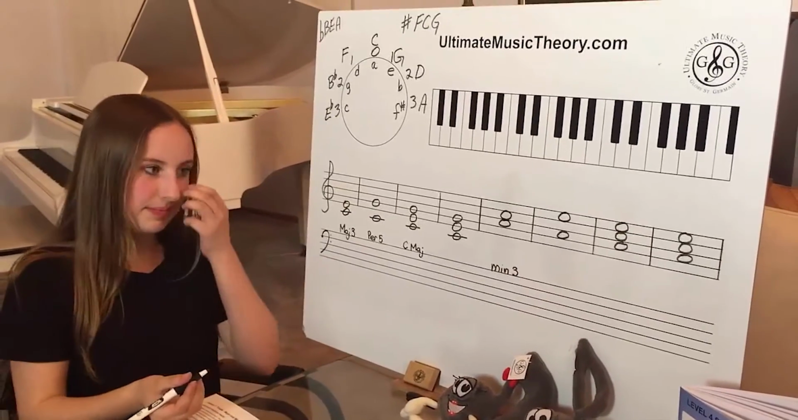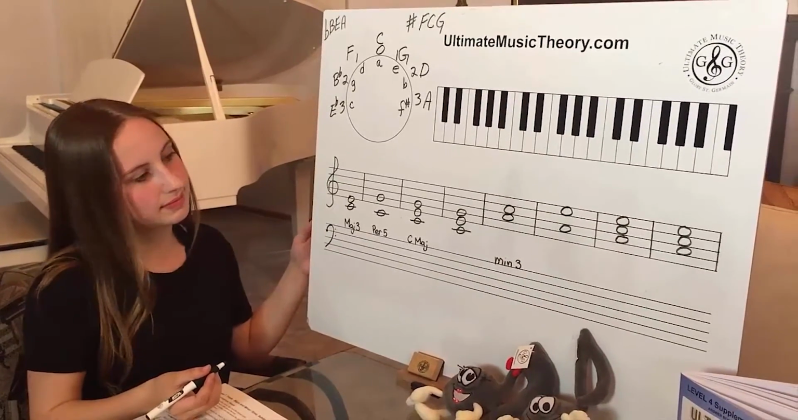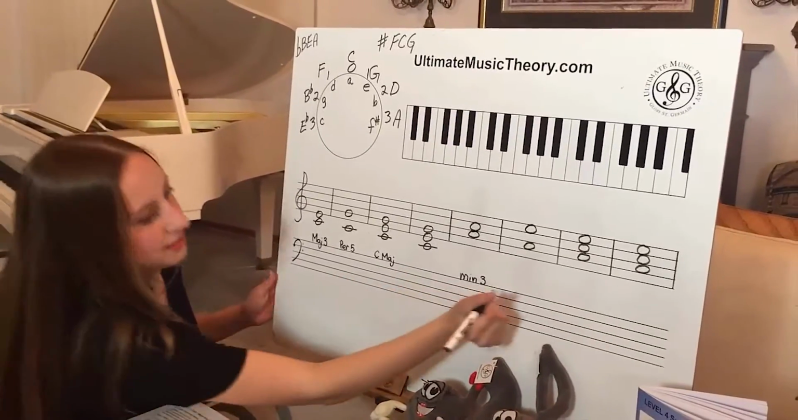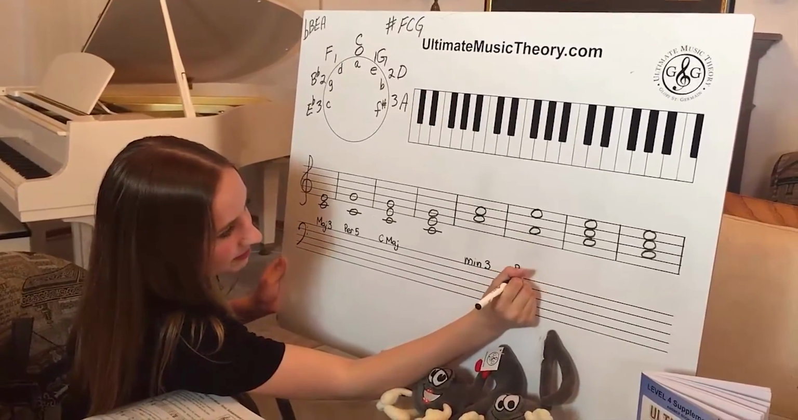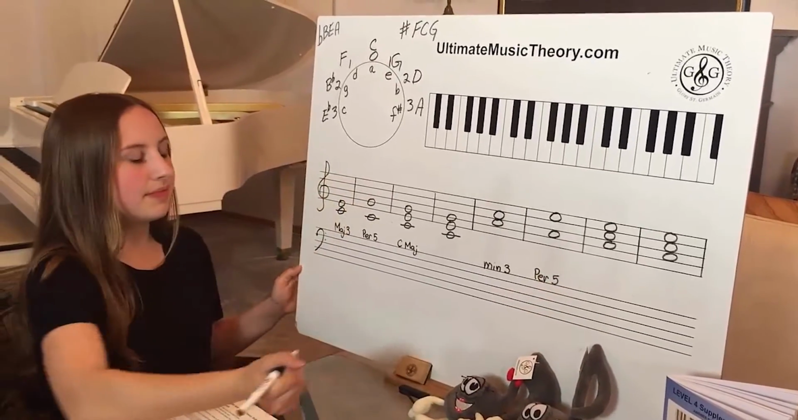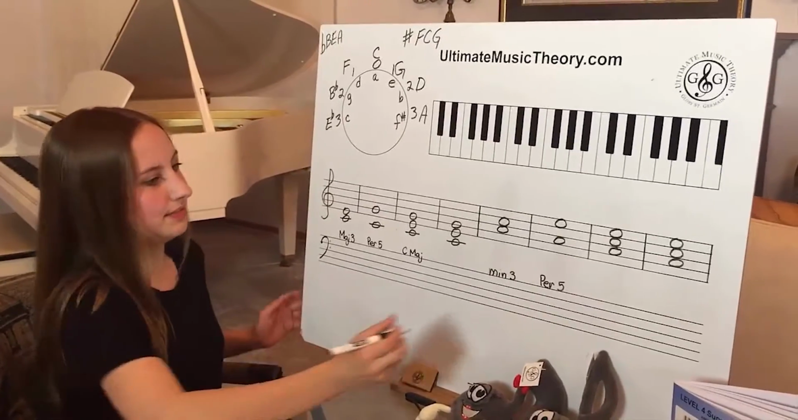Very good. So now we have A to E. What kind of an interval is that one? That is a perfect fifth. Okay, so go ahead and write that on, a perfect fifth. So if you have a minor third and a perfect fifth, what kind of a triad do we have? That makes a minor triad. Minor triad.